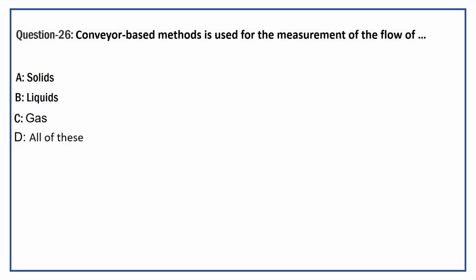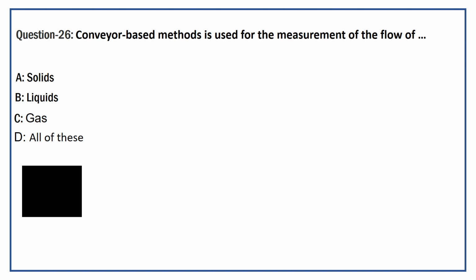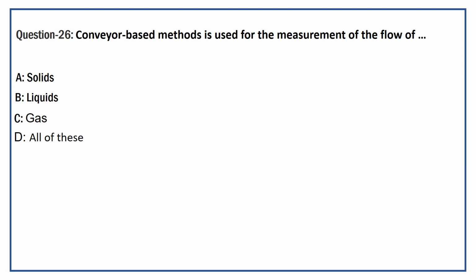The question is, the conveyor based method is used for measurement of flow of option A, solids, option B, liquids, option C, gas, or option D, all of these. So the correct answer is option A, solids. Yes friends, conveyor based method is used for measurement of solids. So the correct answer is option A, solid.